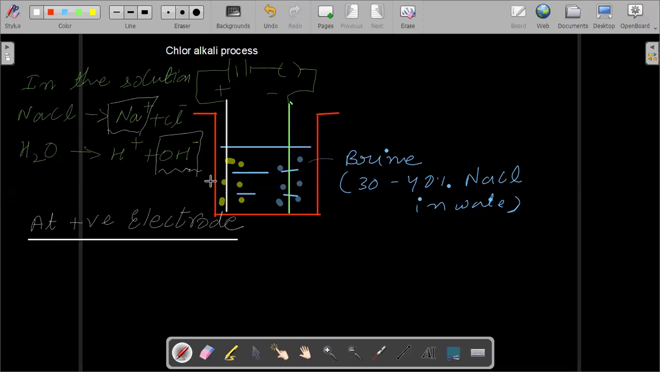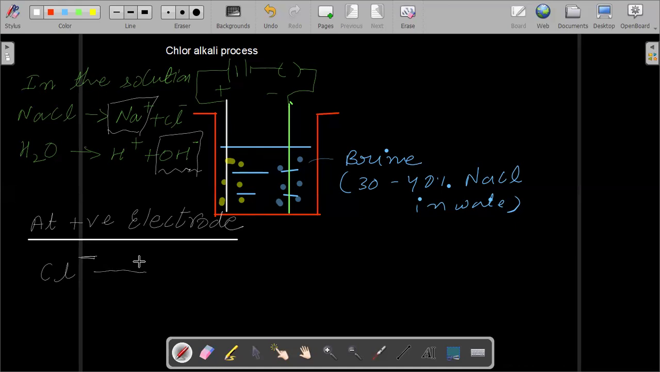So which ion will be moving towards the positive electrode? Cl minus. Okay. So at the positive electrode, this Cl minus ion, the chloride ion, will be moving. That means it has accepted one electron and it is being attracted towards the positive plate of this electrode. So this positive plate will gain the electron of chlorine.